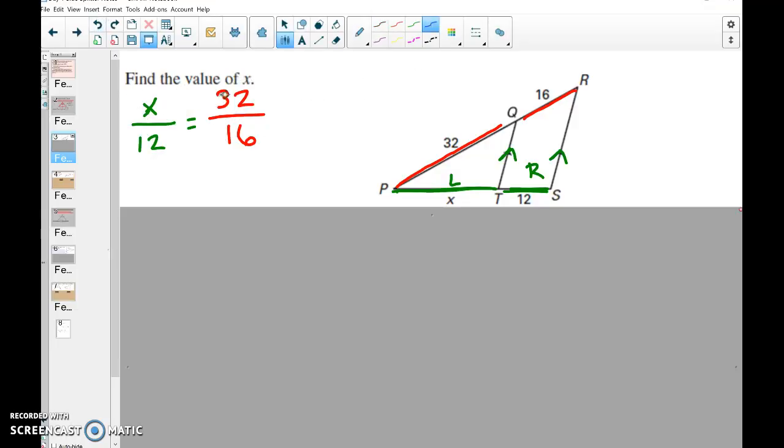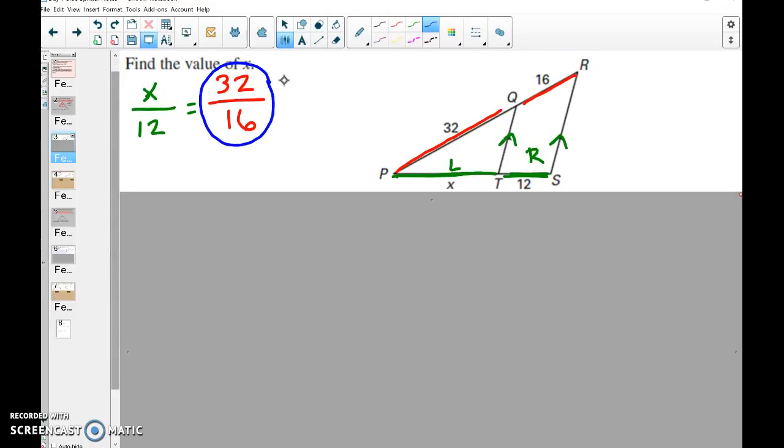Okay, now take a look at the fractions we've got. What do you notice about those two numbers? Hopefully that'll kind of kick something off in your brain. How do you get from 16 to 32? Well, you double it, if you've got some good mental math. Well, if you double that side, whatever you do to one side, you've got to do to the other side.